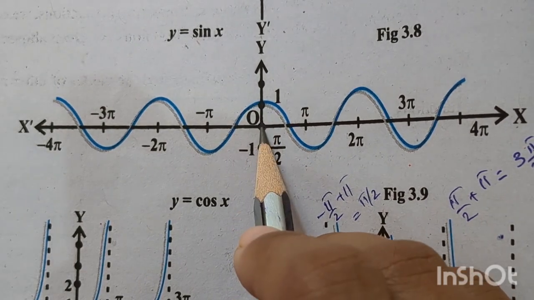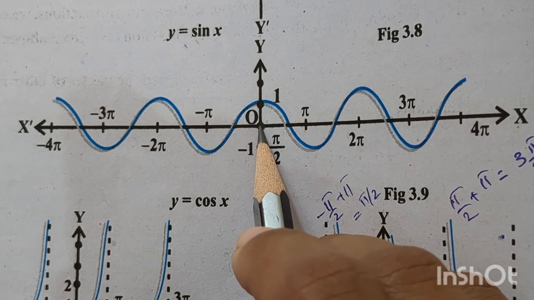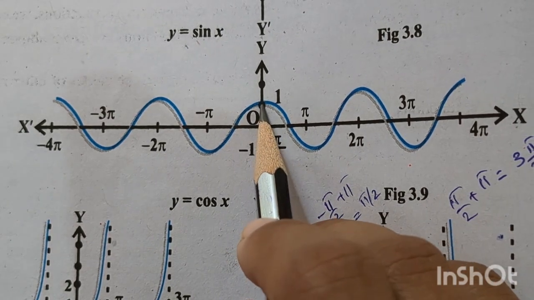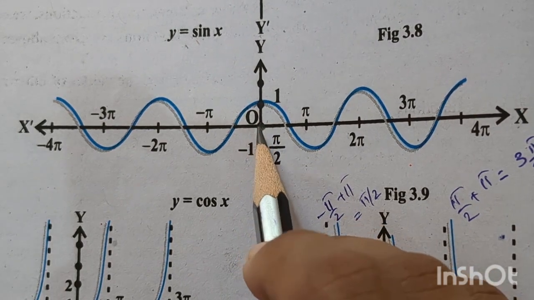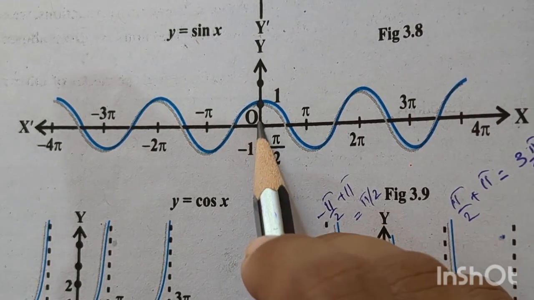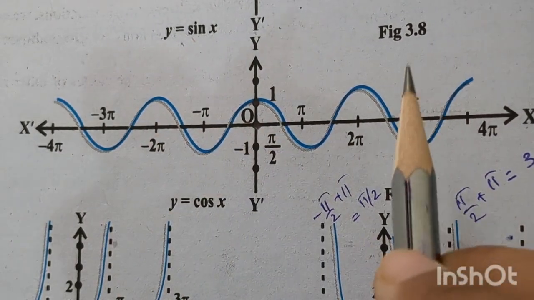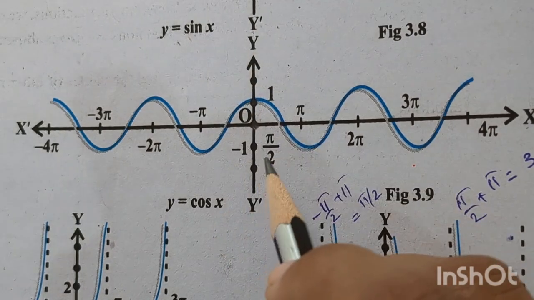So that is why, in the case of the sine function, the graph was going through this particular point. But for the cosine function, it starts from this particular point, not through 0, because cos 0 is 1. So this is the shape of the graph for the cosine function, and there is a slight difference between the sine function and the cosine function.